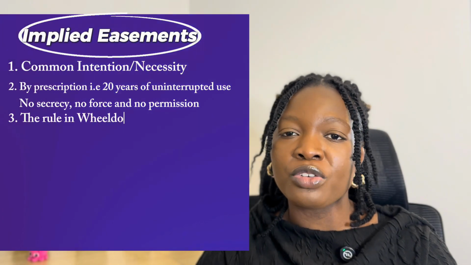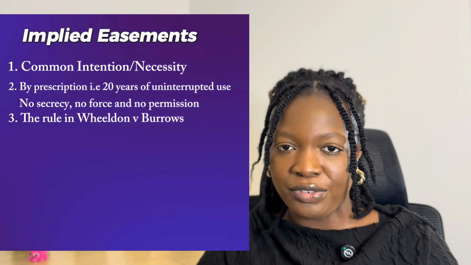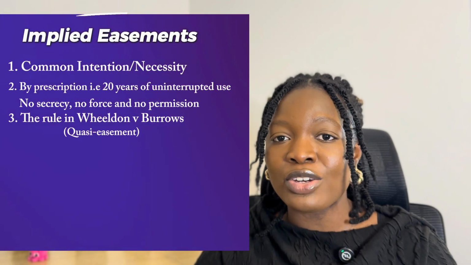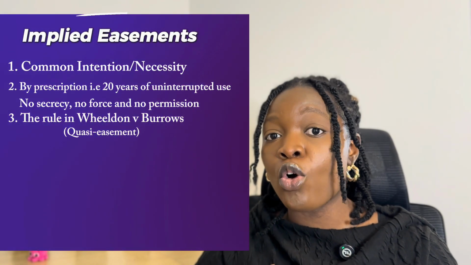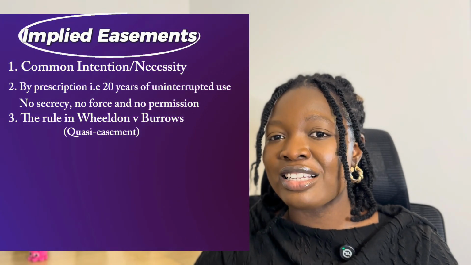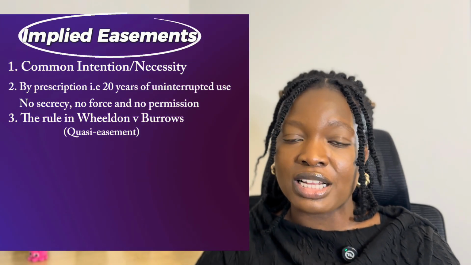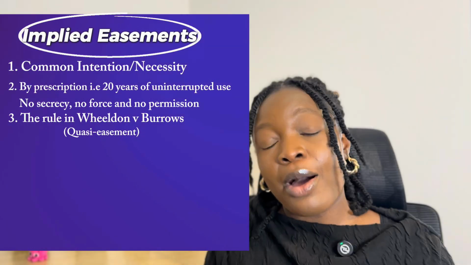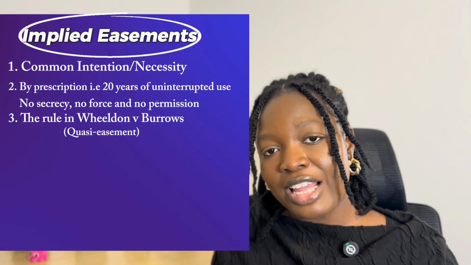However, the rule in Wheeldon versus Burrows is a bit different. A quasi-easement means a situation where one person owns the dominant land and also owns the servient land. But this is what happens. That person then parts with either the dominant land or the servient land and still retains some part of the land. However, there are 2 main conditions for that easement to be formed.